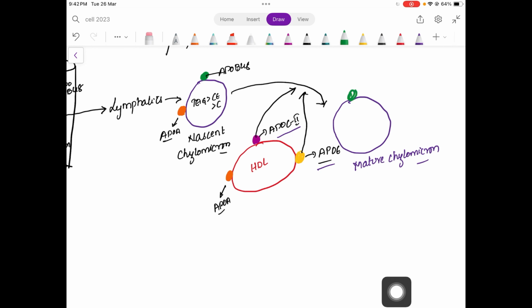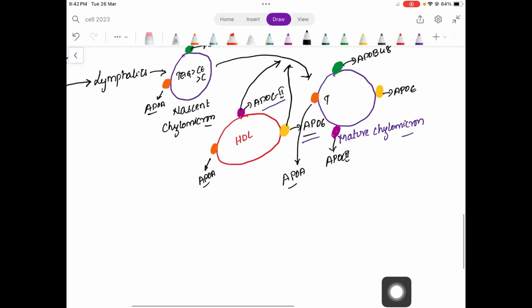So this mature chylomicron will have ApoB48, ApoA, ApoE, ApoC2. So this is ApoB48, this is ApoE, this is ApoC2 and this is ApoA. Here triacylglycerols are greater than cholesterol esters, which are greater than cholesterol. Okay.